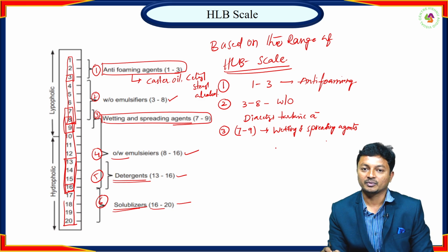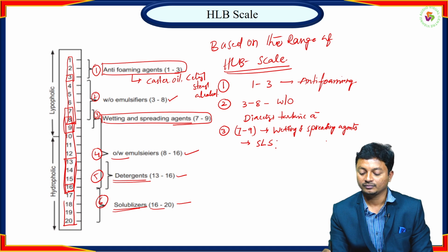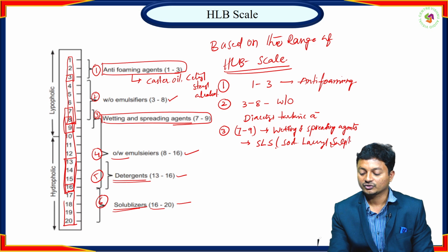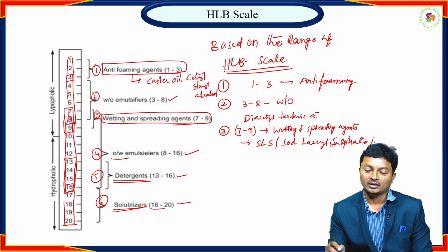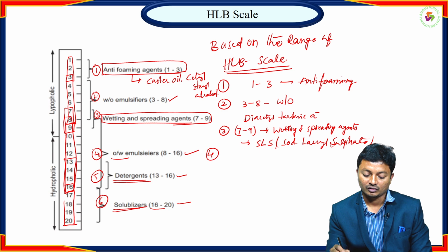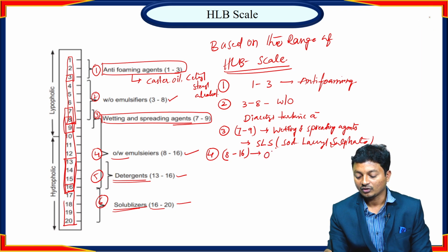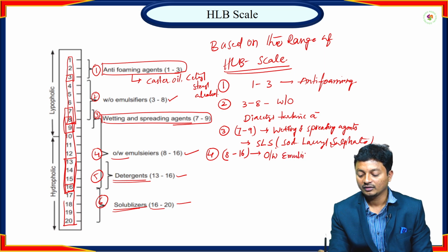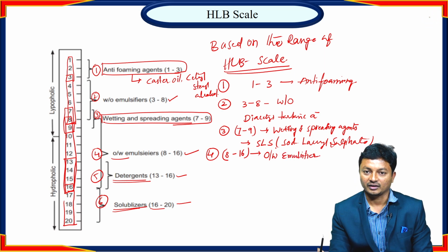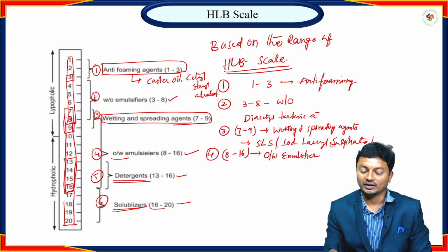Examples for wetting and spreading agents are SLS, sodium lauryl sulfate. And then the fourth class of the range is 8 to 16. Here this indicates the oil in water type of emulsifier. The example for oil in water type of emulsifier is sodium phosphate.